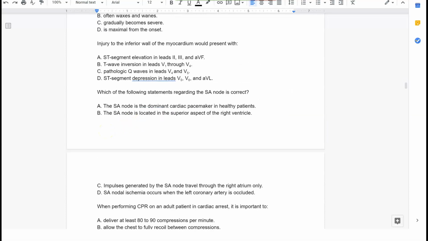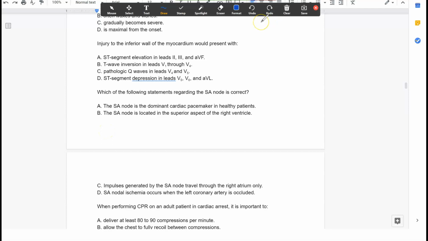All right. Injury to the inferior wall of the myocardium would present with, right? So we talked about this before. 2, 3, and aVF are your inferior wall. So you won't have T wave inversion in leads 1 through V4.